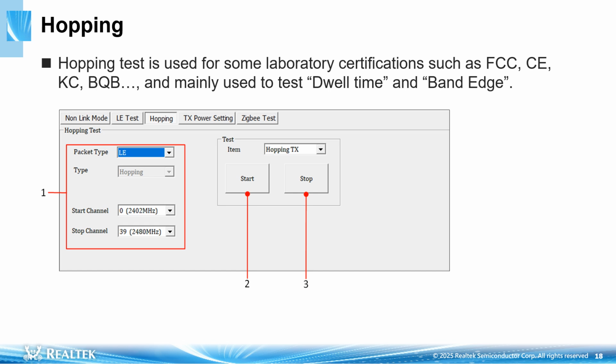Hopping test is used for some laboratory certifications such as FCC, CE, KC, BQB, and mainly used to test dwell time and band edge. Start channel, default 0. Stop channel, default 39.